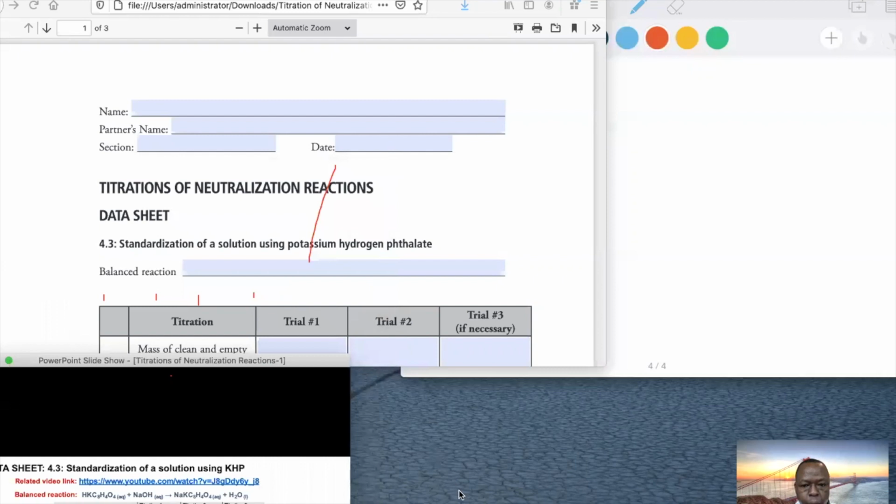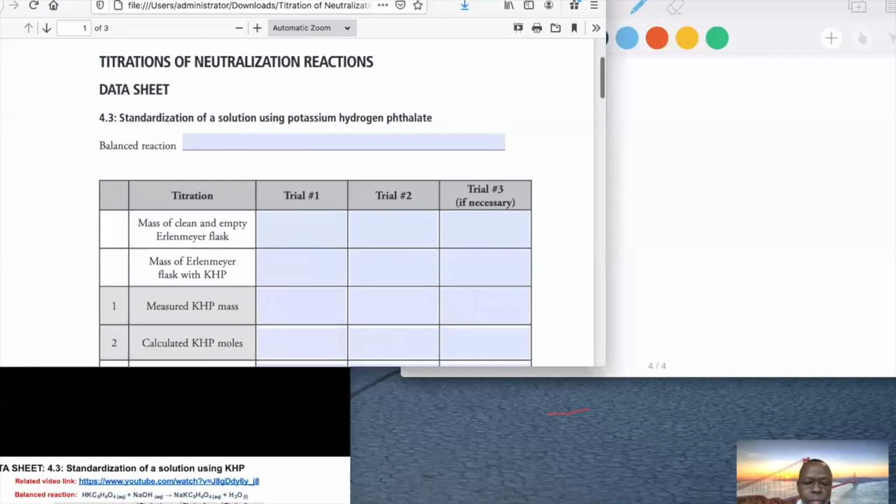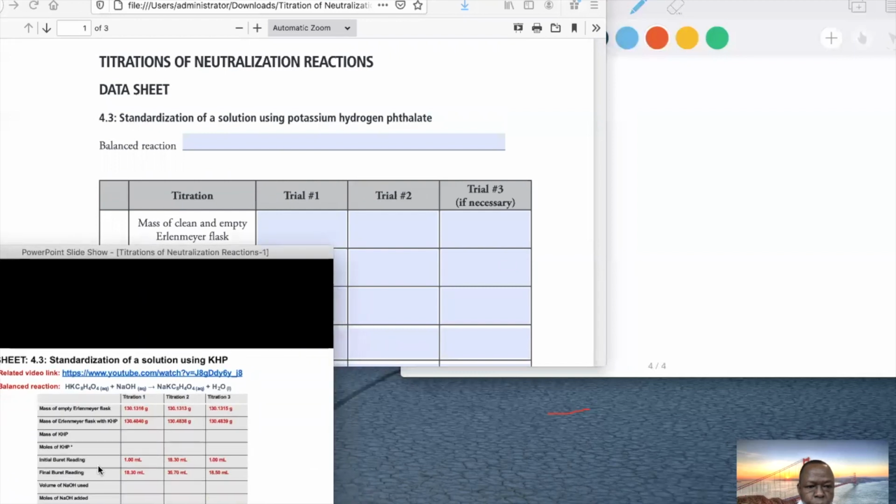Let me clear the screen a little bit. So that is what I will be looking for: the balanced equation. You need to read the background, which is given in the top part. Now, the mass of the flask: there is trial 1, trial 2. You don't need trial 3, just cross it out. Oh, we have it here, so it was necessary for trial 1, trial 2, and trial 3. It was necessary to get the mass of the flask and KHP, and the mass of the flask by itself.